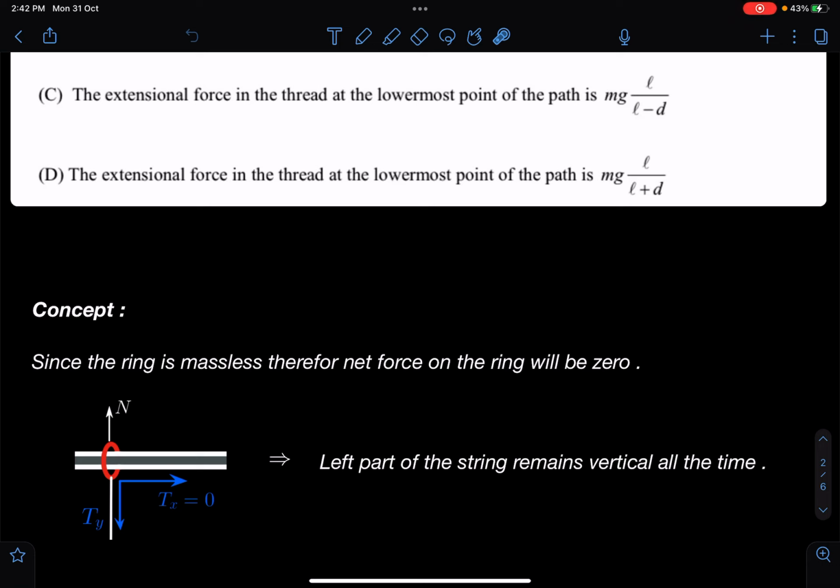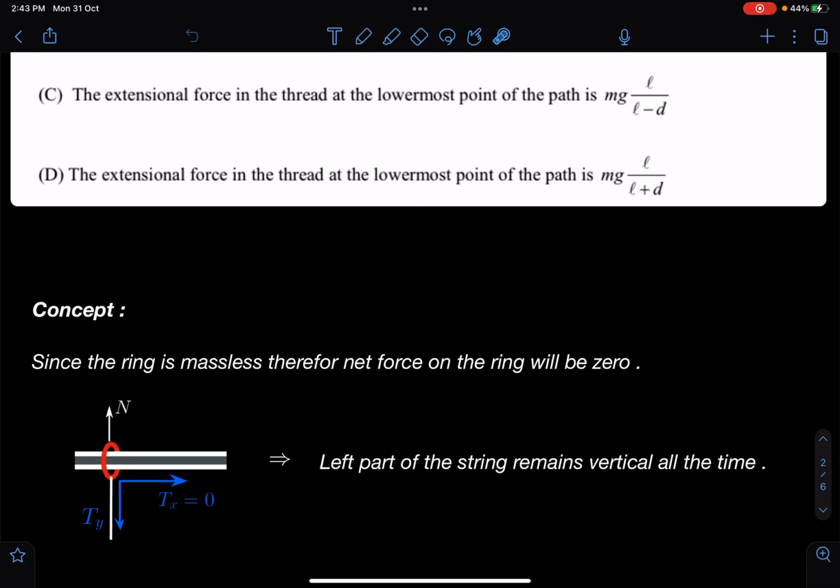Here you can see the normal reaction is acting in the upward direction, and the tension has one component downward and one component in the horizontal direction. Since net force has to be zero, it has to be zero in all directions. You can see clearly that N may balance Ty, but there is nothing to balance Tx. So definitely this Tx is going to be 0, and if Tx is 0, then only Ty is present, and you can say the string remains vertical.